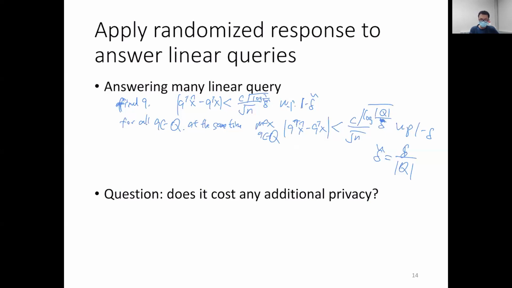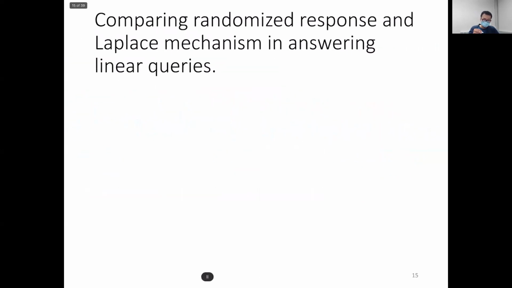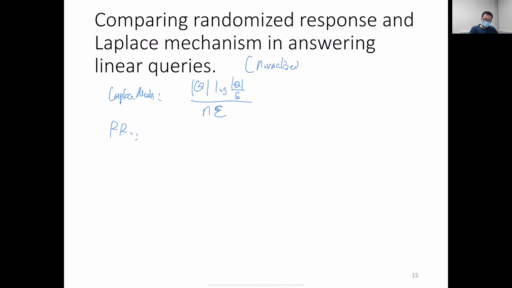Right. So if we stare at this and then compare the errors between the Laplace mechanism and the randomized response, the Laplace mechanism gives us an error of Q log Q over delta over epsilon, and randomized response gives us... so let's do normalized. Let's do normalized, so this is divided by n. On the other hand, the randomized response, instead of giving us 1 over n, only gives us 1 over square root of n.